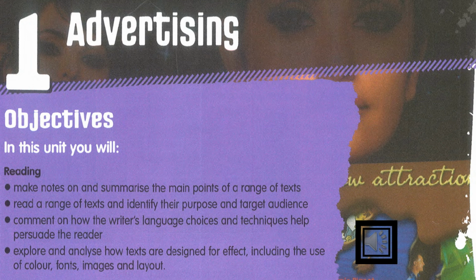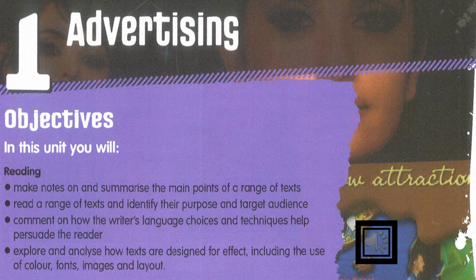Read a range of text and identify their purpose and target audience. So you have to read a range of text, maybe paragraphs or compositions or readings, and at the end of the day, you have to identify their purpose, the reason for the text that you've read, and also the target audience. The target audience means the people that the text is meant for. If you are delivering a message or conveying a text, then the people that are receiving this message from you are your target audience.